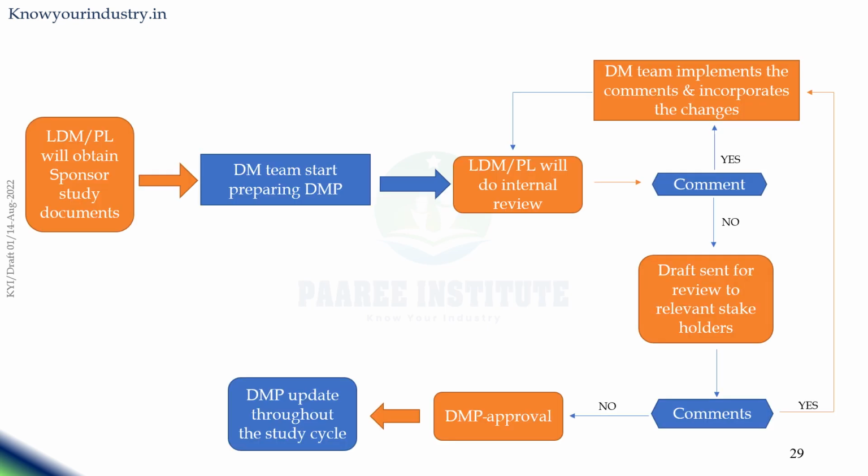This particular slide shows the exact process of how it works. For example, the LDM or PL will obtain sponsor study documents. The DM team will prepare the draft version of the DMP. It will go for internal review within the team. Then if there are any comments, the DM team will implement the comments and incorporate the changes. Once the changes are incorporated, it will go for internal review again. If there are no comments, that draft will be shared with the relevant stakeholders. If the stakeholders also have comments, the team will implement them, incorporate the changes, and do the internal review again. If there are no comments, it will be shared with the stakeholders again. If there are no comments from the relevant stakeholders, the DMP will be approved and updated throughout the study cycle.